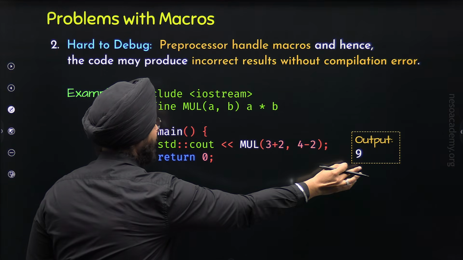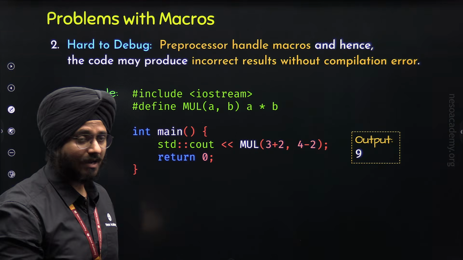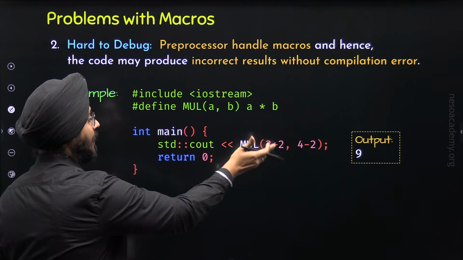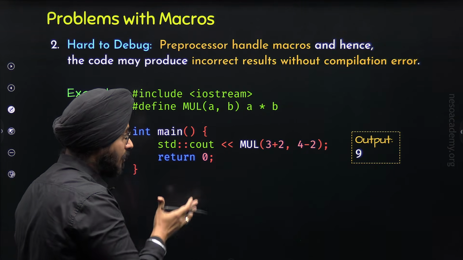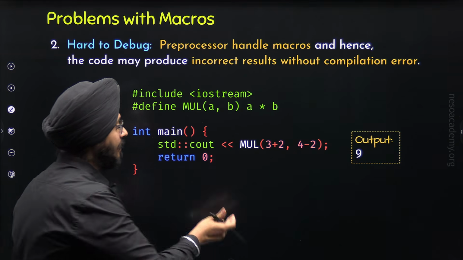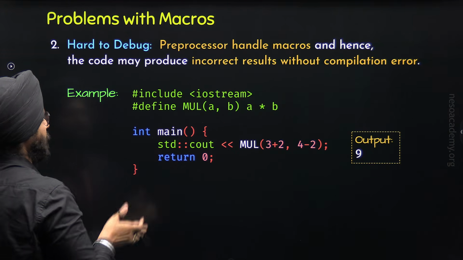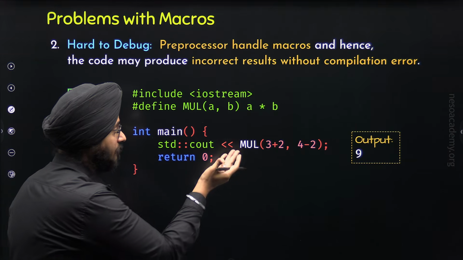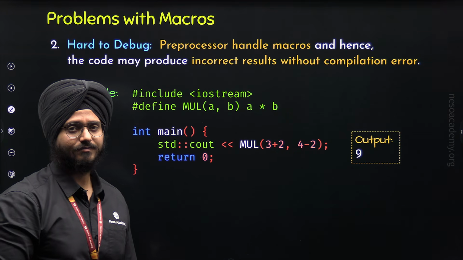We are getting the incorrect result and we are also not getting any compilation error because the compiler has to do nothing with this macro. This will be replaced by the preprocessor. Eventually, we will get the expression, the compiler will see the expression and that expression will be evaluated. We will get 9 as the result, but we are not getting the compilation error. And due to this reason, debugging this code is quite difficult. We don't know what is the cause of the error. Now let's try to understand why we are getting the wrong answer.